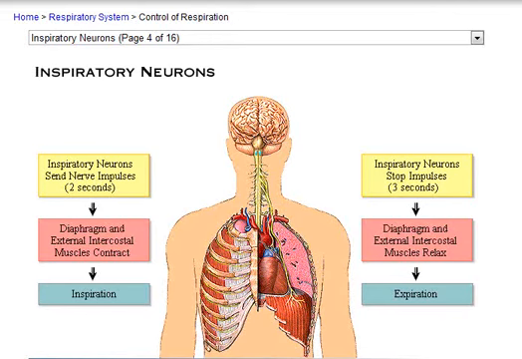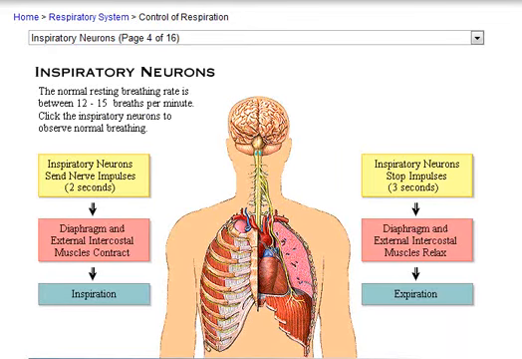The elastic recoil of the lungs and chest wall leads to expiration. The automatic rhythm, generated by these two groups of neurons alternately inhibiting each other, produces a normal resting breathing rate ranging between 12 and 15 breaths per minute. Click the inspiratory neurons to observe normal breathing.